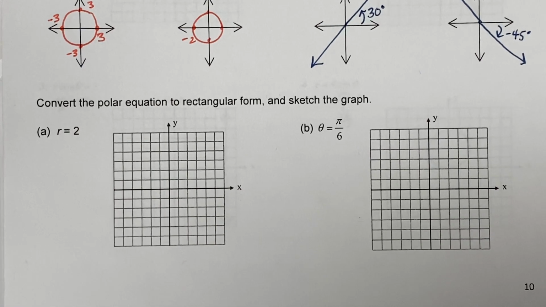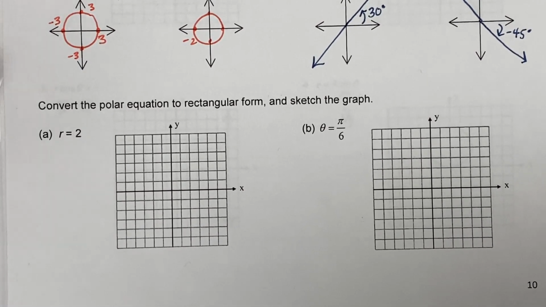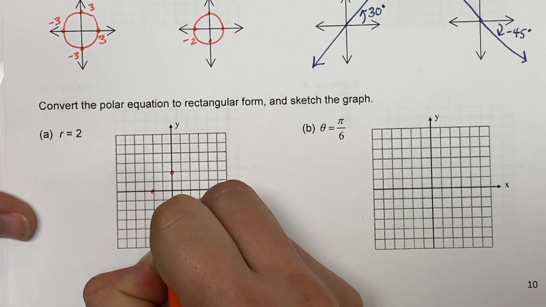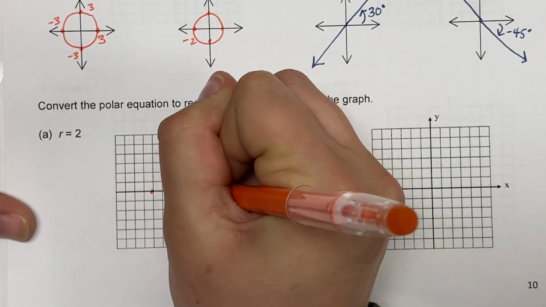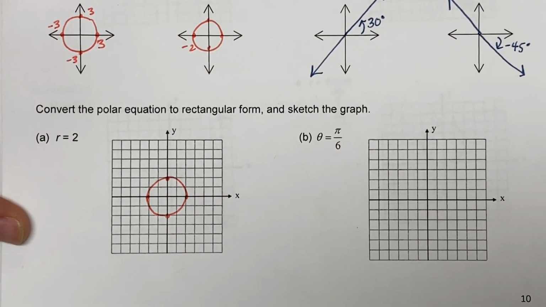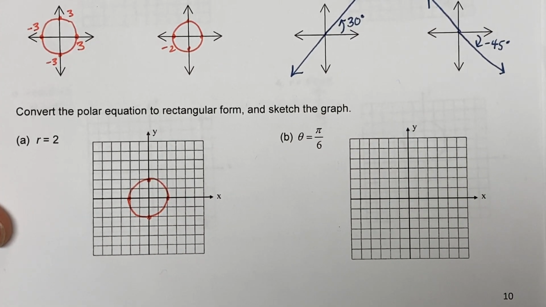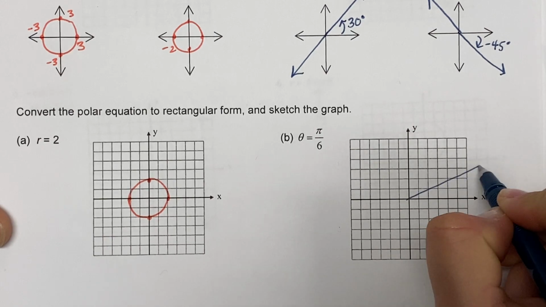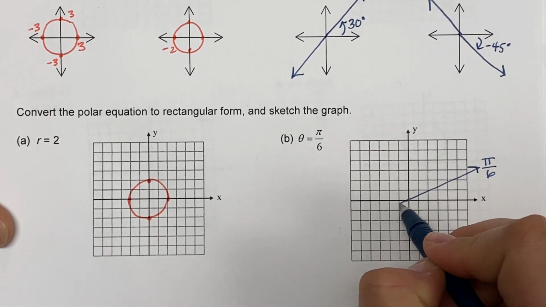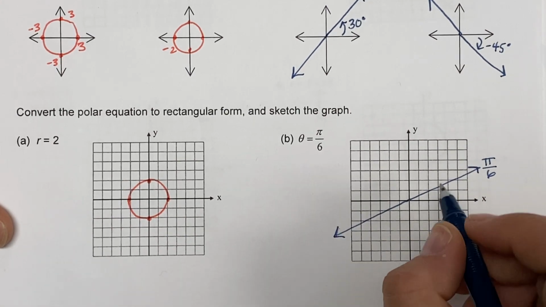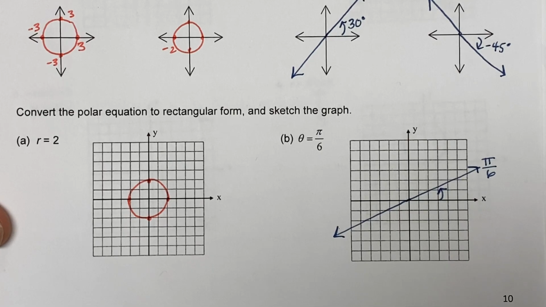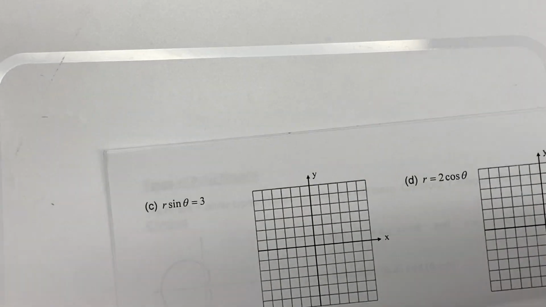Okay, so this one, the radius is 2. So I'm going to go up, down, left, and right 2, and draw my circle. And here, theta is pi/6. We know that's right here. I'm just going to put pi/6 like this. But either way, you have to label it. Okay, a couple more on the next page.